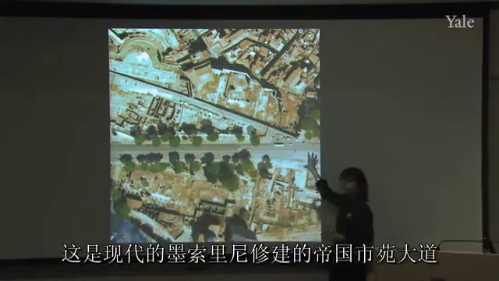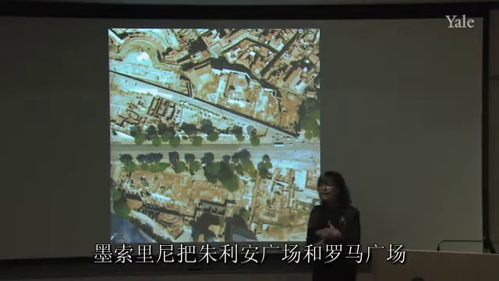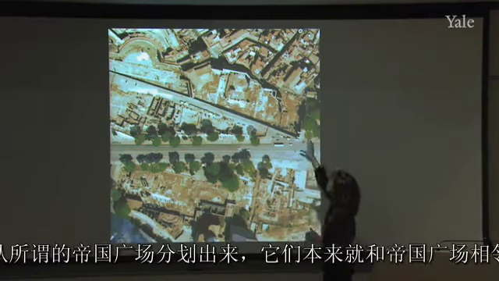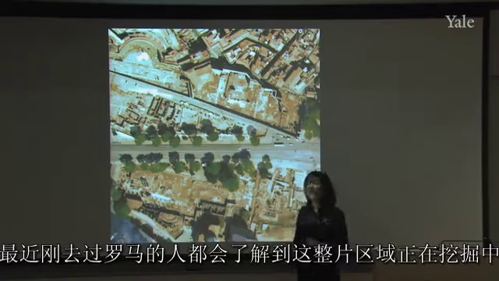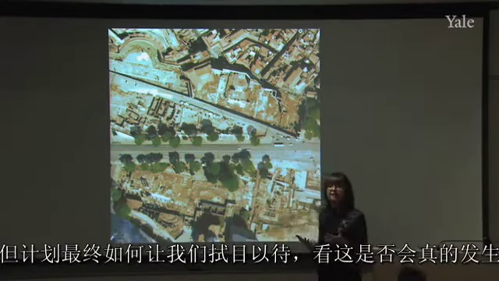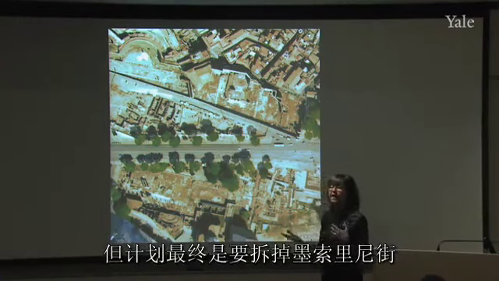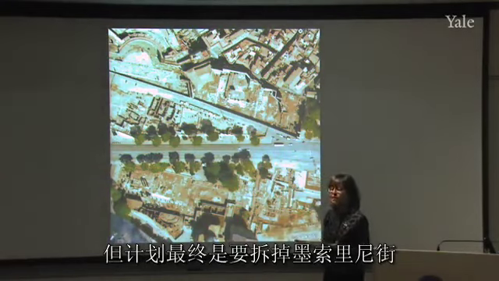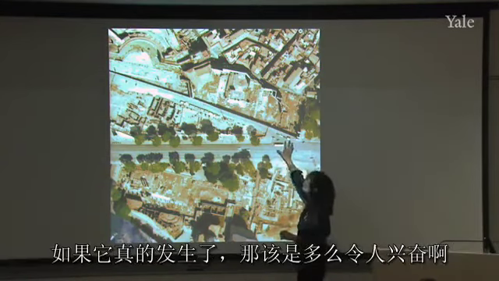Here's the modern Via dei Fori Imperiali built by Mussolini. What Mussolini did was slice the Roman Forum and Julian Forum from the so-called imperial fora to which they were originally attached. And any of you who've been in Rome recently know that this entire area is being excavated. The street is still there now, but the plan is eventually, we'll see whether this really happens, because it would be a traffic nightmare, to take that Mussolini street down and reunite all of these forums in some great archaeological park someday. It would be exciting if that were to happen.